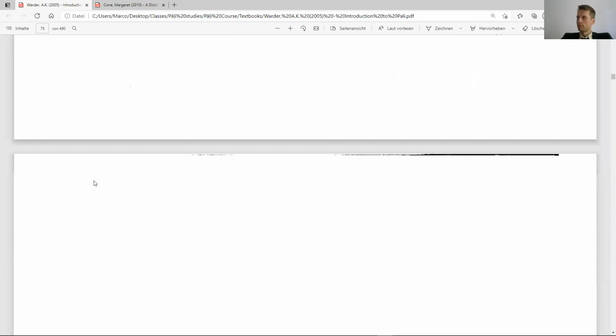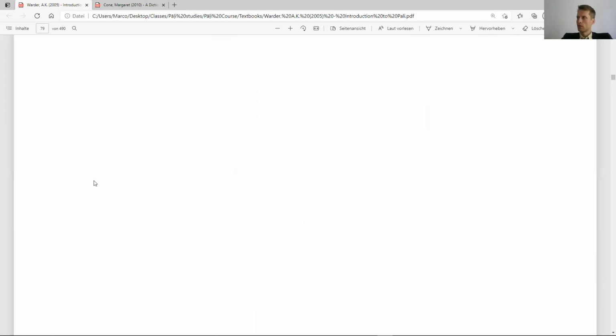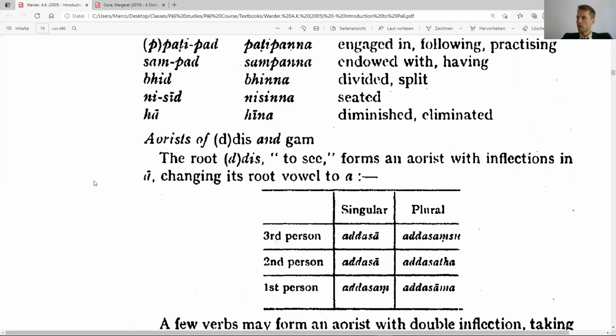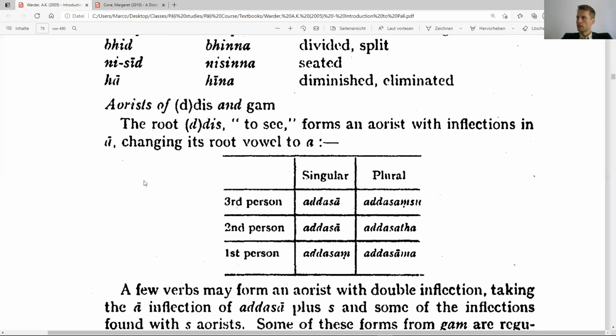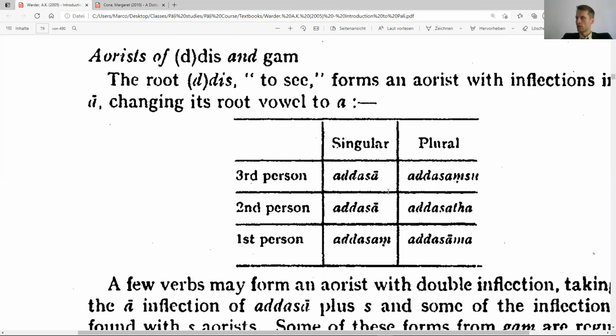As regards the aorist of dis and gam, the root dis, to see, forms an aorist with inflections in a, in long a, changing its root vowel to a. So we have adasa, adasangso, adasa, adasata, adasang, adasama.